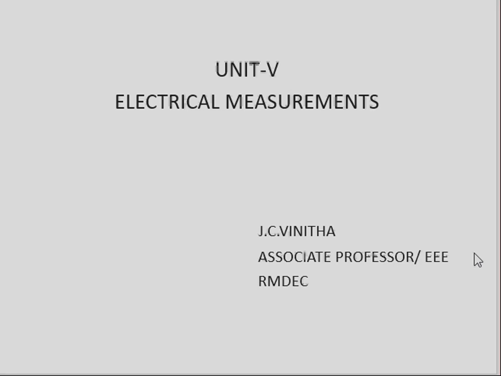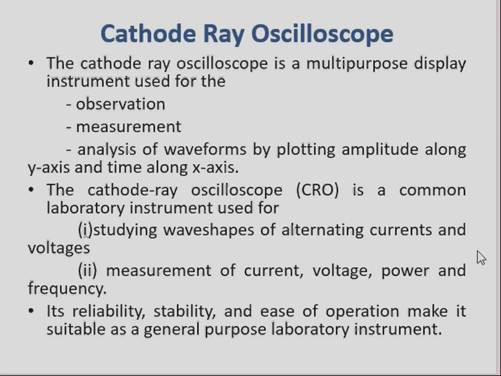Good morning everyone. Today I am going to discuss the display instrument. An instrument which is used to display various parameters such as voltage, current, power, frequency, etc. is called a display instrument. Here the instrument used is the cathode ray oscilloscope.